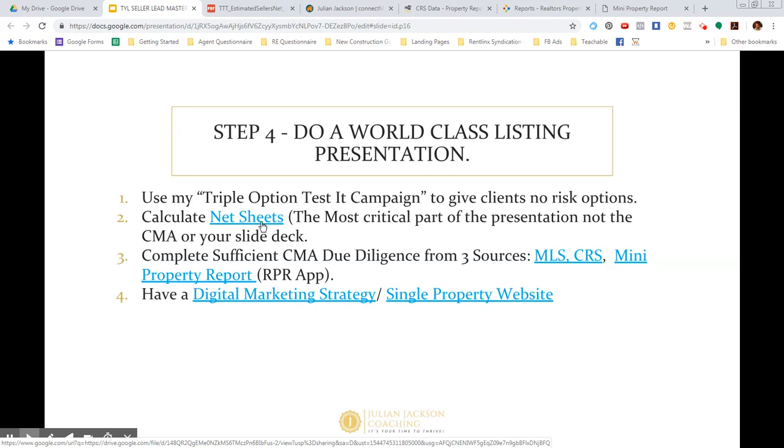I walk in with a net sheet for $425. I walk in with another one that has $435, and then if they say they want to sell it for a little bit more than that, then we talk about the pocket listing strategy. So that's really how you tie all these pieces together, and then you go and do your presentation using a digital marketing strategy, meaning every digital method you can think of, online method you can think of, you want to use, and the single property website is one great way to do that. And you want to send that before you get started as well.